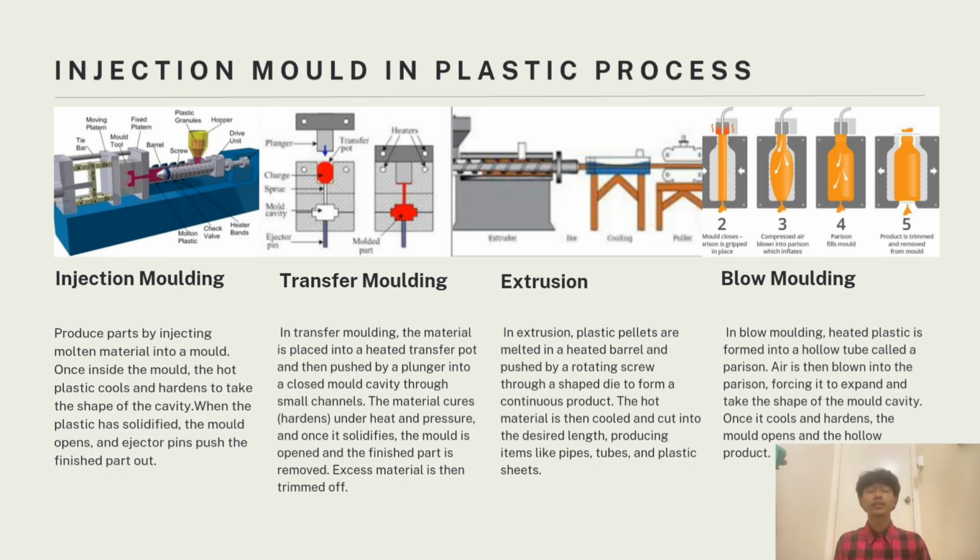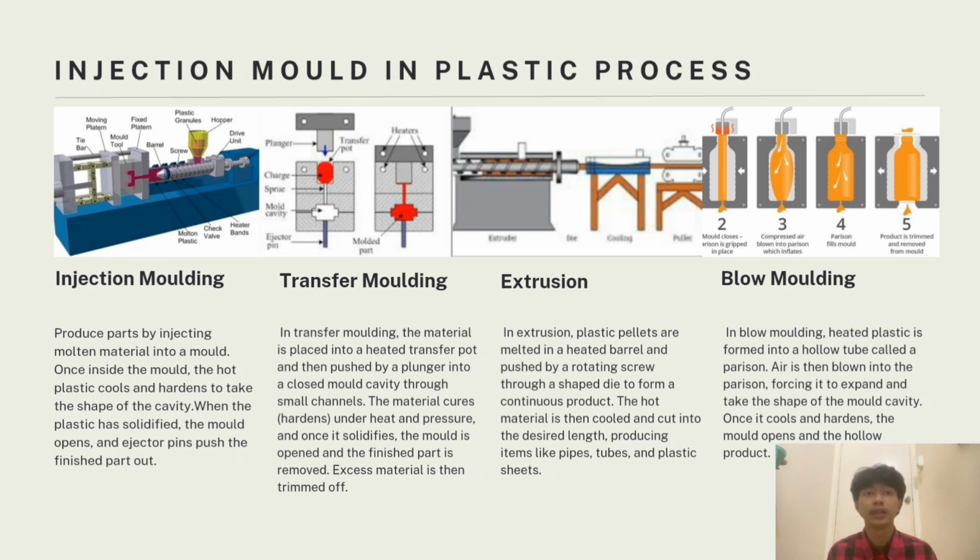Next is extrusion. In extrusion, plastic pellets are melted in a heated barrel and pushed by a rotating screw through a shaped die to form a continuous product. The hot material is then cooled and cut into the desired lengths, producing items like pipes, tubes, and plastic sheets.